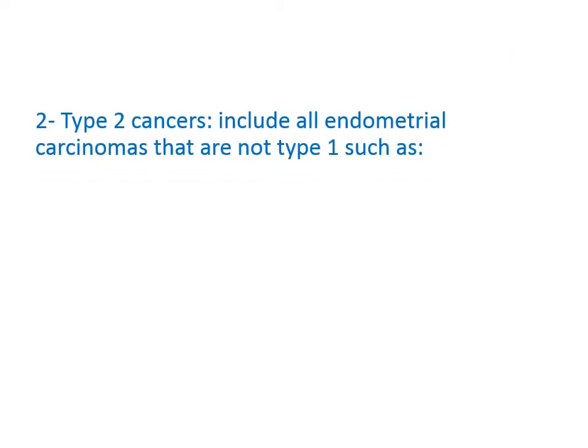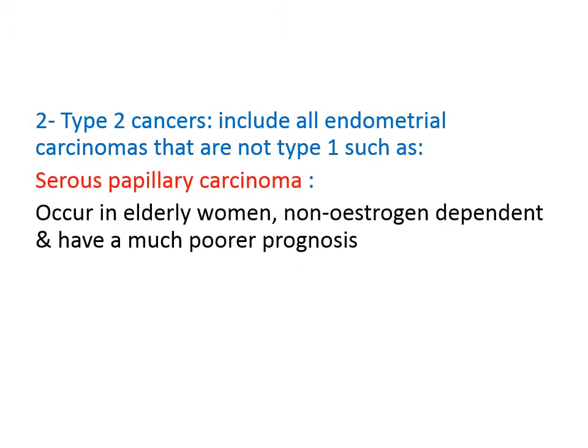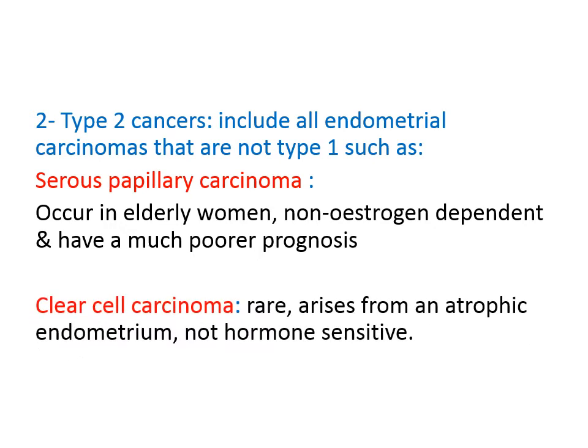While the second category of endometrial adenocarcinoma is known as type 2 cancers, and indeed this includes all other types of endometrial carcinomas that are not type 1. Examples: serous papillary carcinoma, clear cell carcinoma, undifferentiated carcinoma. All of these types are characterized by being non-estrogen dependent. That is to say, they affect an atrophic endometrium in a postmenopausal woman.